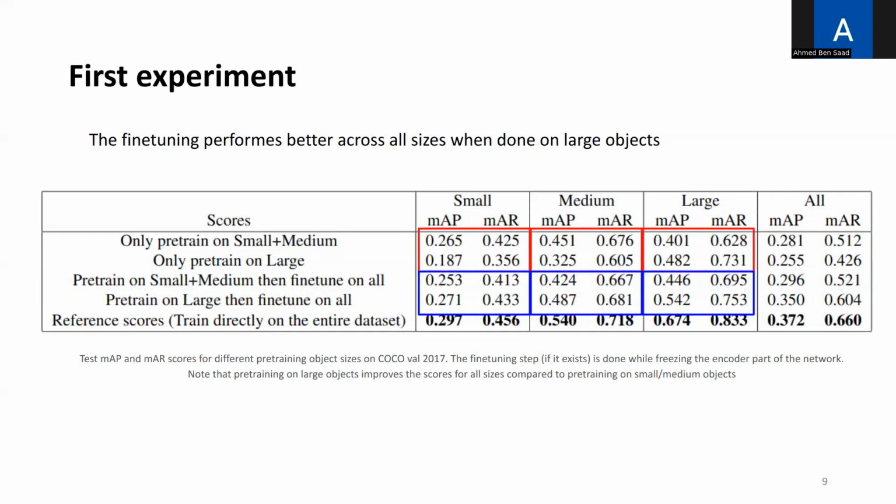Now, the most intriguing result, the most curious thing that we can observe here, is that when we fine-tune across all the data, the models pre-trained on large objects perform better, not only on large objects, but also across all sizes. This is a very curious result. It means that the features learned from large objects in the pre-training led to better performances when we fine-tuned on the whole dataset, across all sizes.